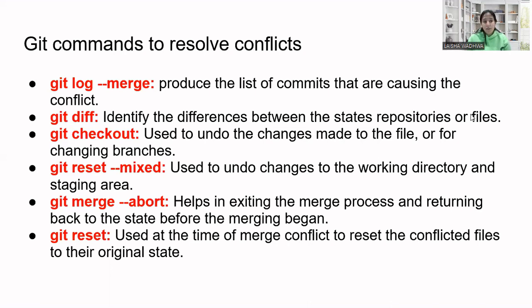Then another option that you get with the git reset command is git reset --mixed. It is basically used to undo any changes to the working directory and the staging area. We do not want to do a complete reset, but only from the staging area. Then sometimes the merge conflicts can be huge in number, and in case you want to exit the merge process and return back to a state before the merging began, you can just abort it. And these are some of the commands that we will be using. So let's get to it.